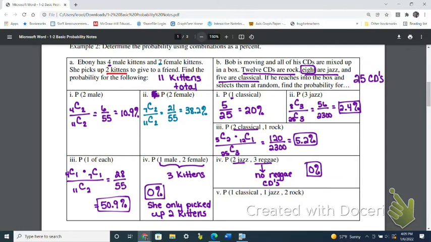And finally, 1 classical, 1 jazz, 2 rock. So it's 5 choose 1 times 8 choose 1 times 12 choose 2. And this time there's 4 CDs, so it's 25 choose 4. So on top, when I get my numbers and I multiply them out, I get 2640 all over 12,650. So that is 20.9%.